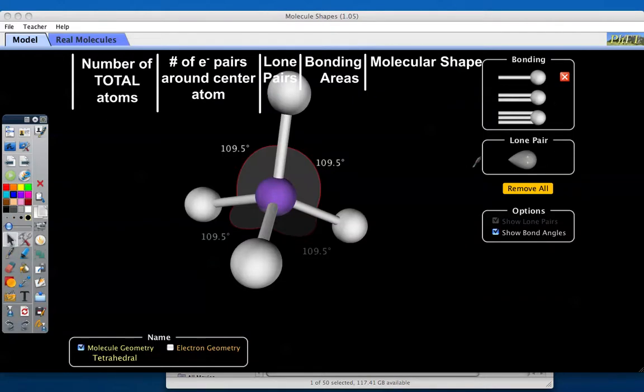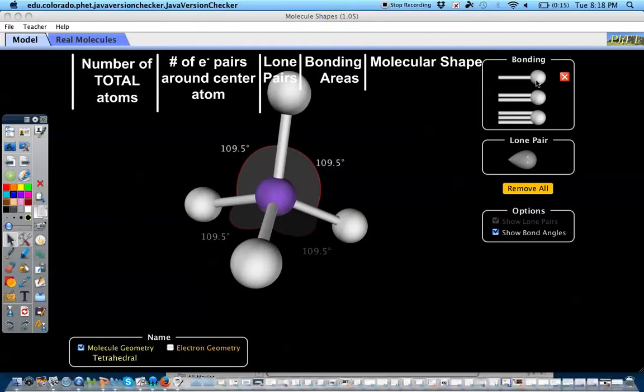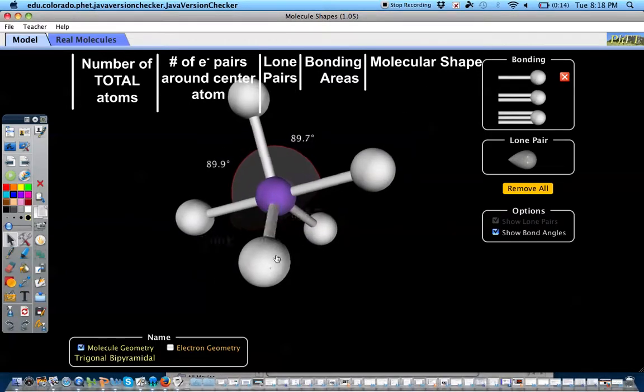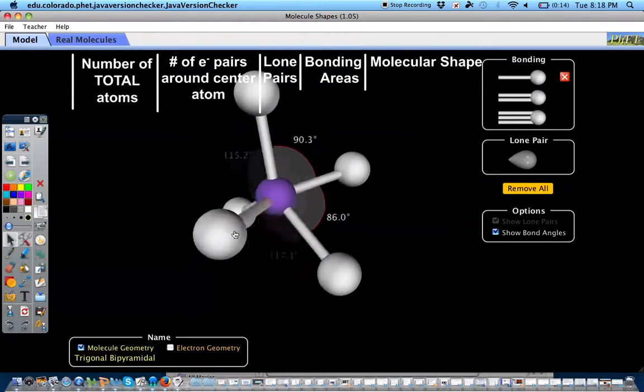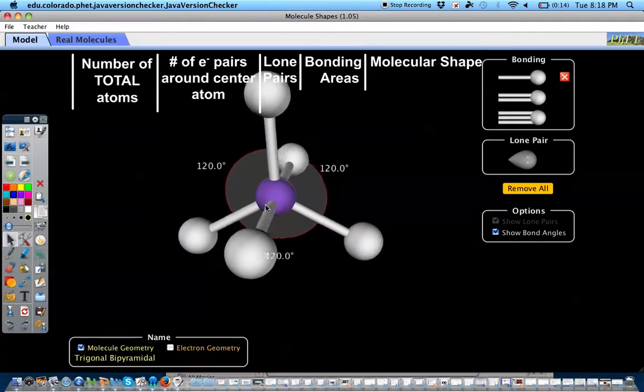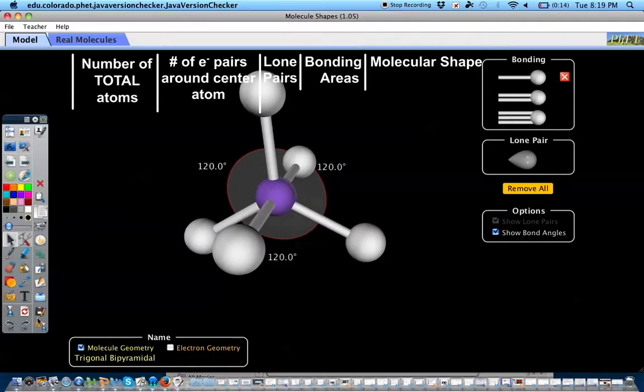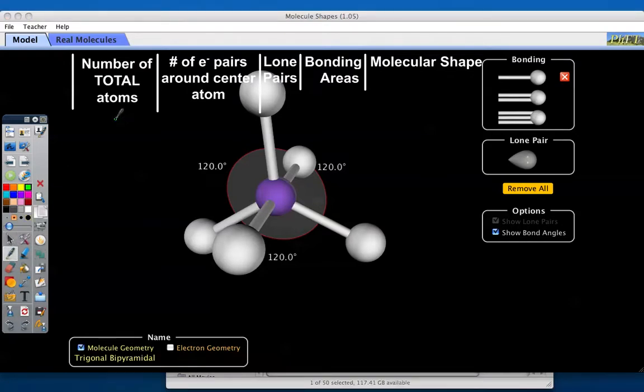Okay, so now if I add in a 6th atom, it changes the shape a little bit more. So I now have 6 atoms total. 1, 2, 3, 4, 5 bonding areas, 0 lone pairs, and I have 5 bonding areas around the center atom. The molecular shape is going to be trigonal bipyramidal.